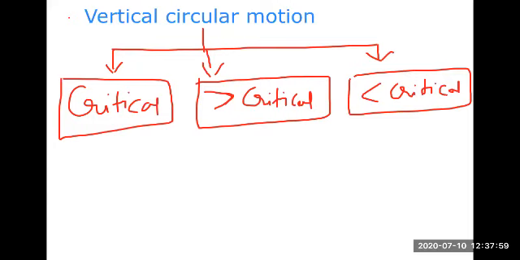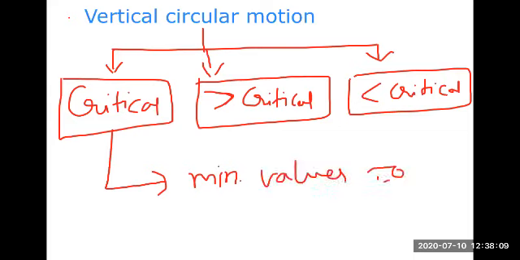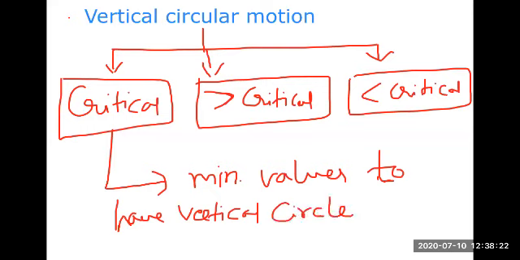You have to understand, critical means these are the minimum values to have a vertical circular motion. Minimum values to have a vertical circle. Less than those values we can't have it. That means these are the least possible values to have a vertical circle. Less than those values we can't have a vertical circle.